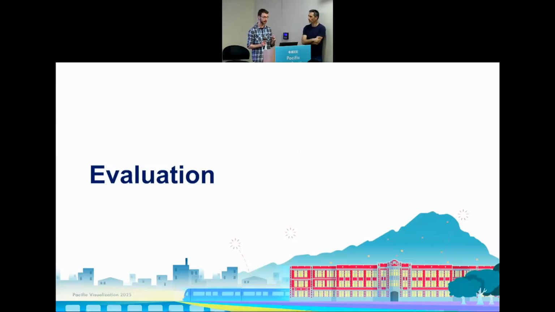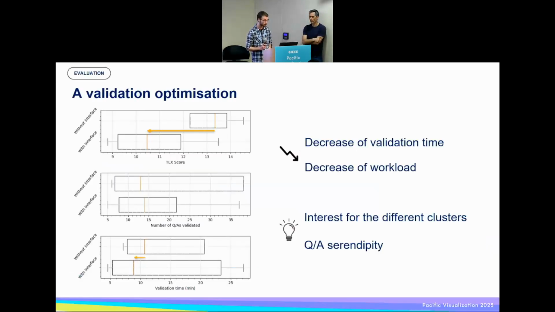Finally, we led a series of evaluations, with 10 articles validated by 3 experts in journalism. Articles were provided by Radio Canada and CBC. We highlight an interest for these different types of cluster, with a decrease of validation time and also a decrease of workload thanks to our interface.